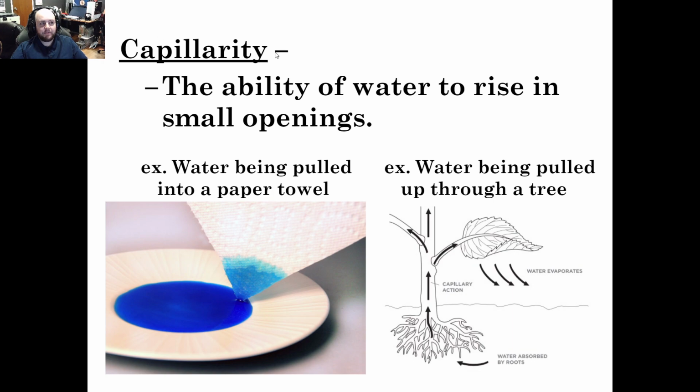So that is what capillarity is. It's the ability of water to rise in the small openings. Even though a paper towel is a solid thing, there's lots of little pores and holes in it. So the water is able to get kind of sucked up into it and move through it. A real-world example of this would be water being pulled up through a tree. Okay, so the roots absorb the water, and the capillary action pulls it up and allows it to feed and nourish the surrounding areas, the leaves and the branches and stuff.